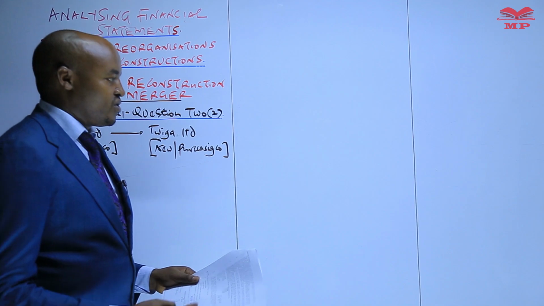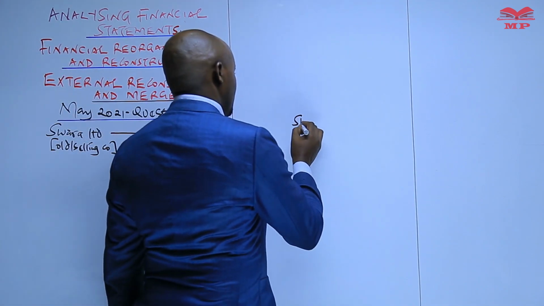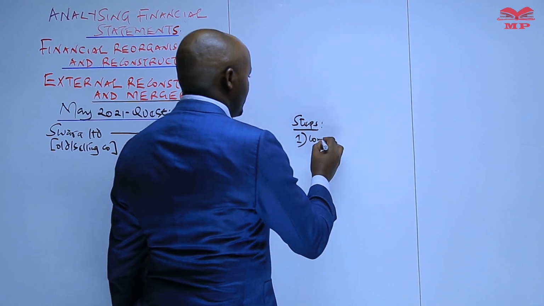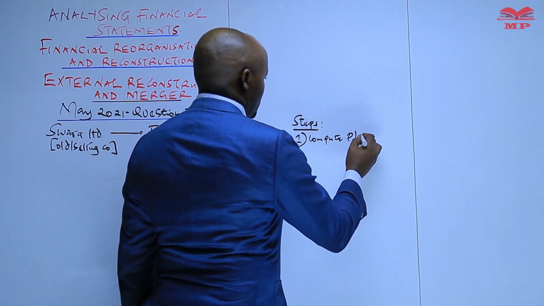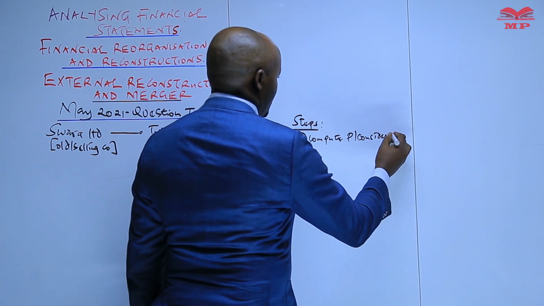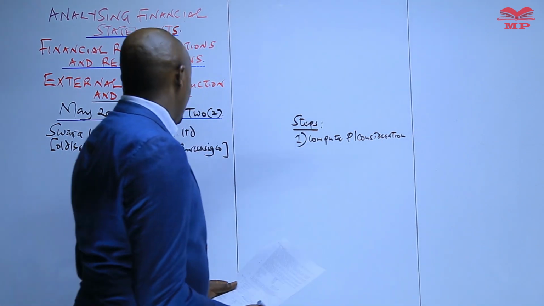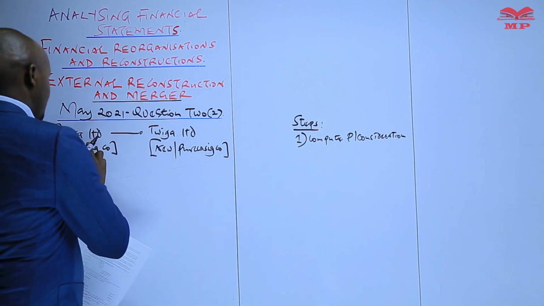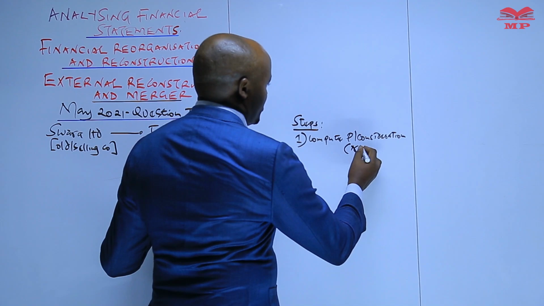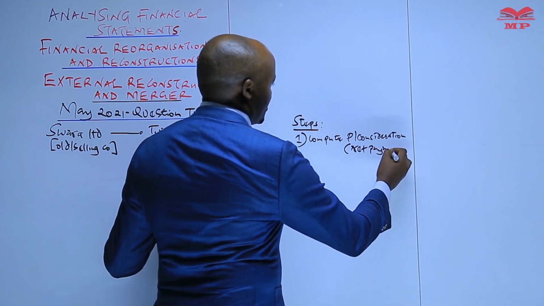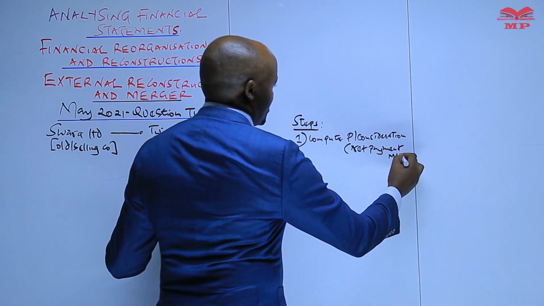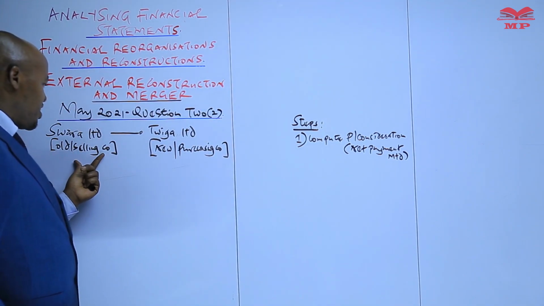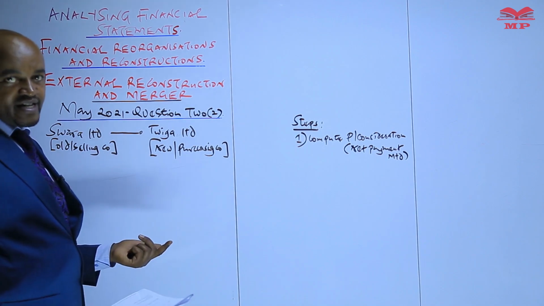The first thing you need to do, step 1, you have to compute the purchase consideration. This is the amount of money to be paid by the new company to the shareholders and the financiers of the old company. When computing this purchase consideration, we use the net payment method. Under the net payment method, the purchase consideration is computed by adding all the payments to the shareholders of the old company and to the other financiers.